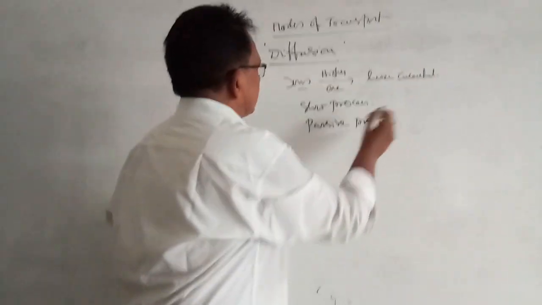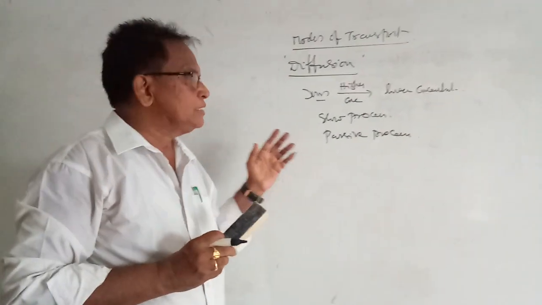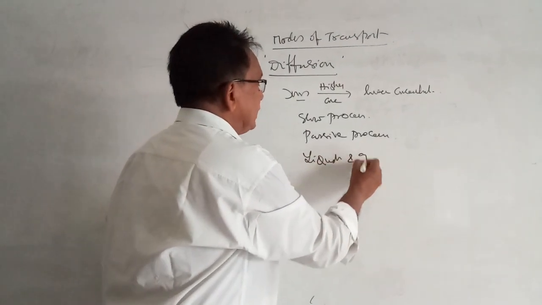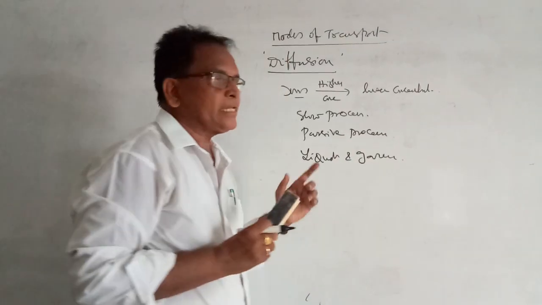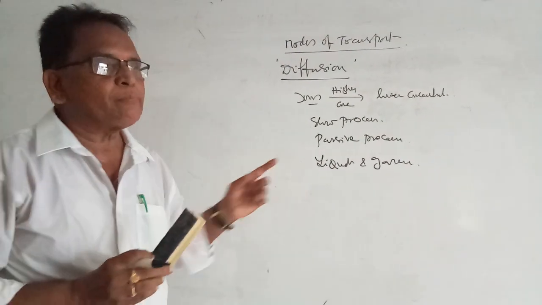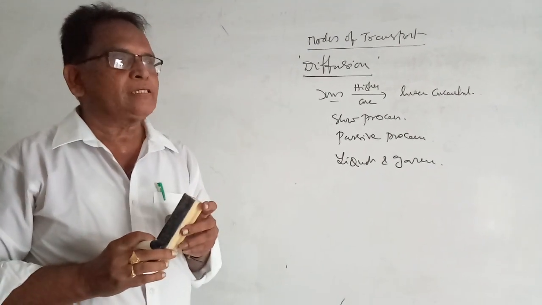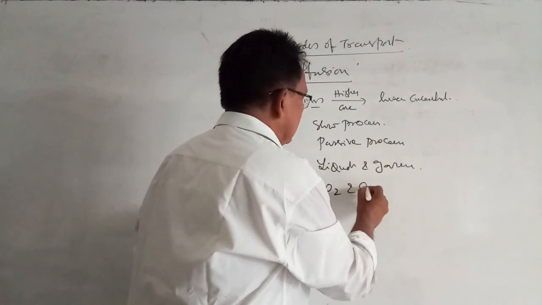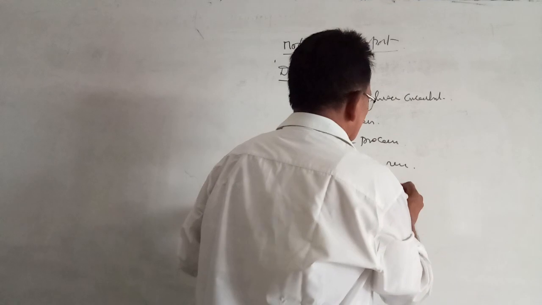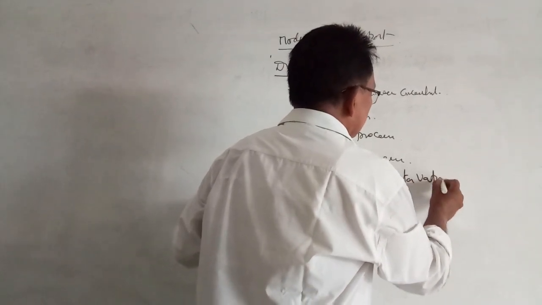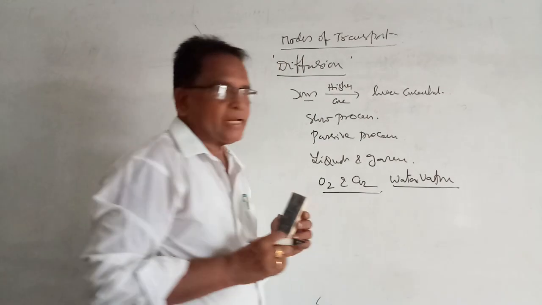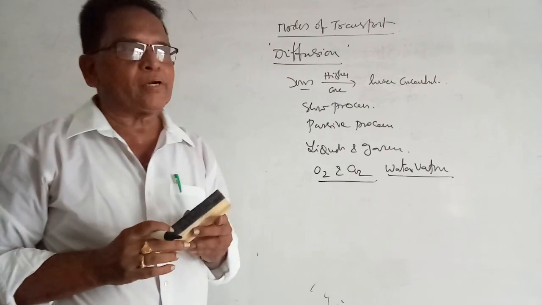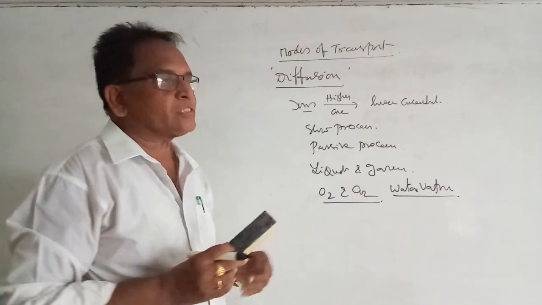It is a passive process. And for this, diffusion is normally exhibited by liquids and gases inside the plant body. In the plant body, diffusion normally takes place for the movement of various gases like oxygen, carbon dioxide, and also water vapor. The movement of oxygen, carbon dioxide, and water vapor inside the plant body takes place through this process called diffusion.